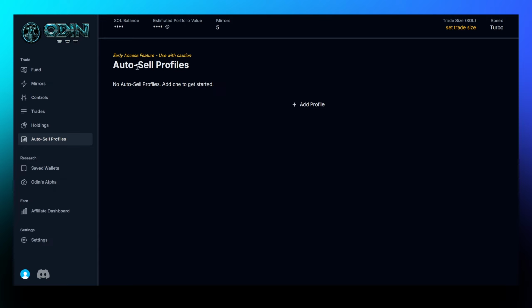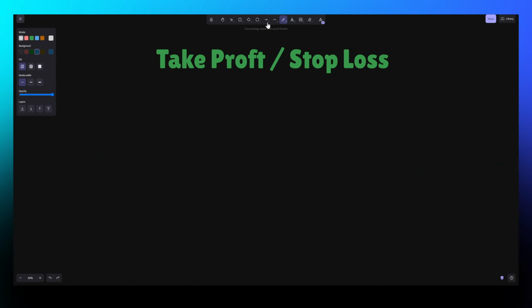profit. Now let's move on to the auto take profit and stop loss feature, which is very powerful, yet it's still in early access, so keep in mind to use it with caution. The way take profit and stop loss works is pretty straightforward. Let's say that you bought token A at a price of $1 per token, and you want to automatically sell it when it reaches $2, which means a 100% price increase.